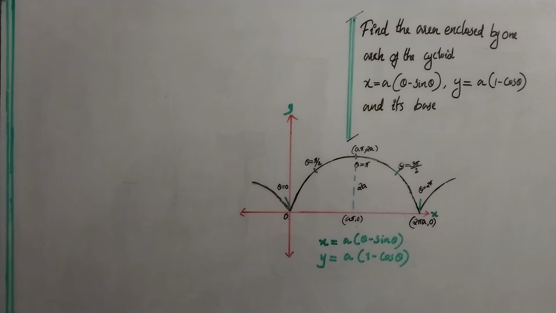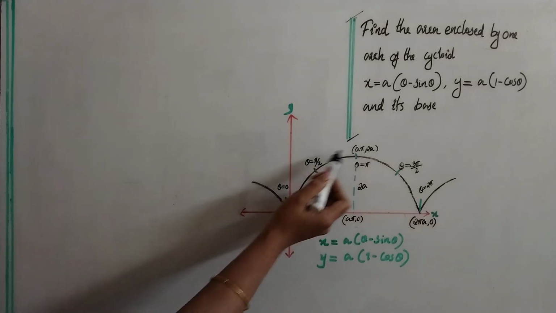Find the area enclosed by one arc of the cycloid x is equal to a into theta minus sin theta and y is equal to a into 1 minus cos theta and its base. Here, to draw the shape of cycloid, we can give values to theta. Just put some values to theta, then you can find the value of x and y and we can draw it like this.